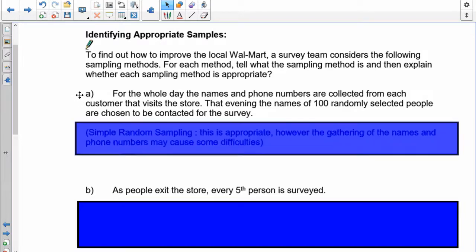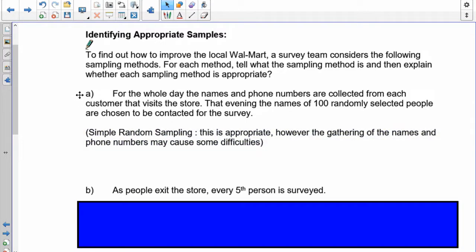All right, let's take a look here. First off, this is called simple random sampling. You're going to collect everybody from the day, and you're going to just select from them. Now that's appropriate. However, there are some difficulties with it. Number one, gathering the names and phone numbers may be difficult in some cases. And the other problem is you're only doing it for one day.